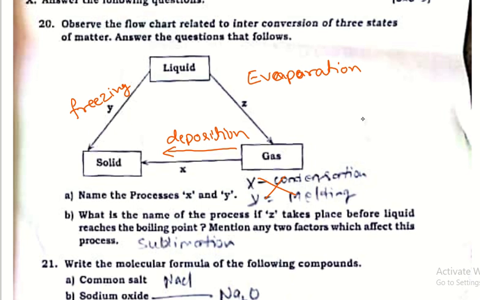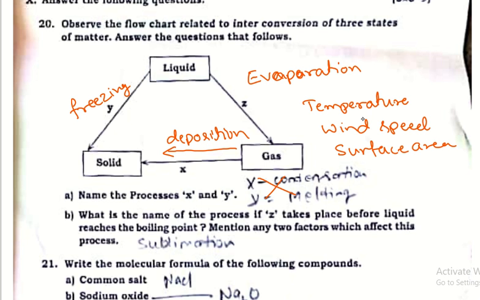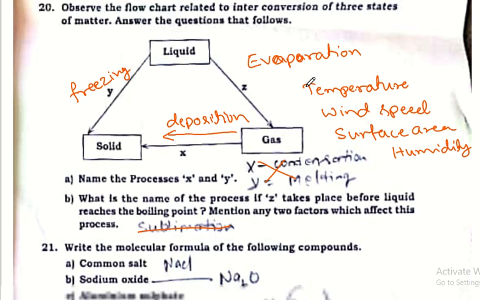The factors that affect evaporation are temperature, wind speed, surface area and humidity. These are the four factors that affect evaporation. So these are the answers. Here the answer sublimation is wrong. Then we move on to the next one.